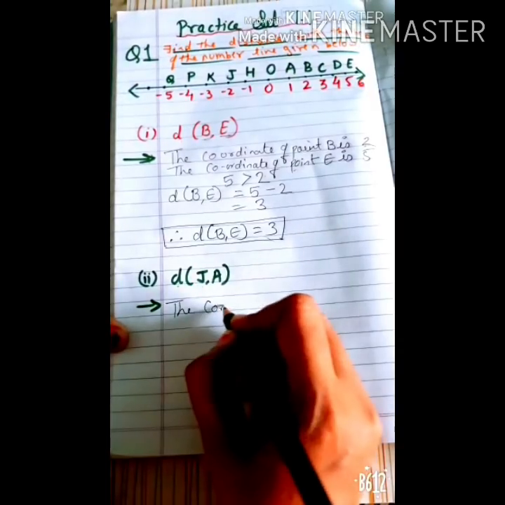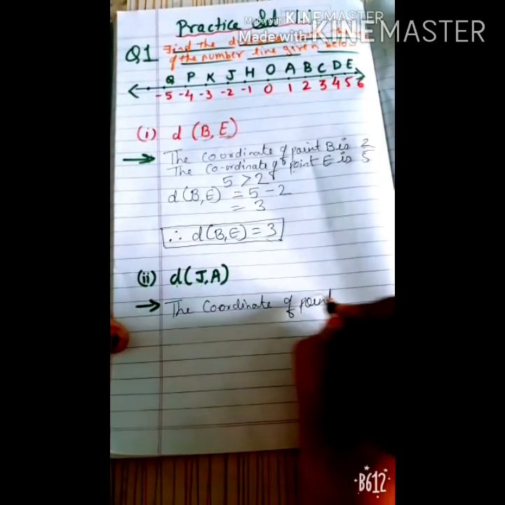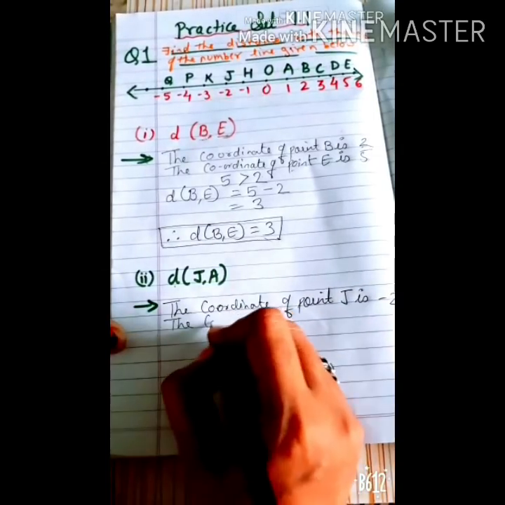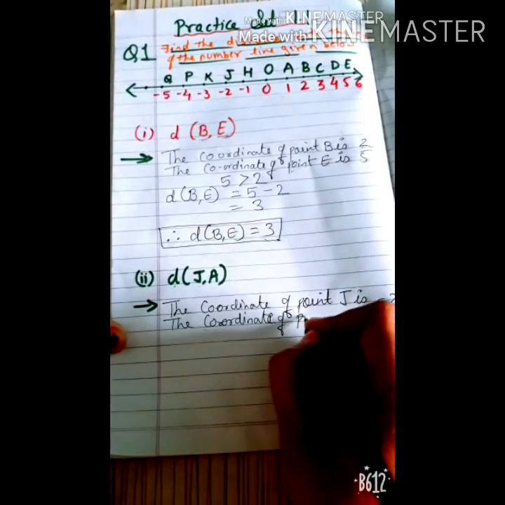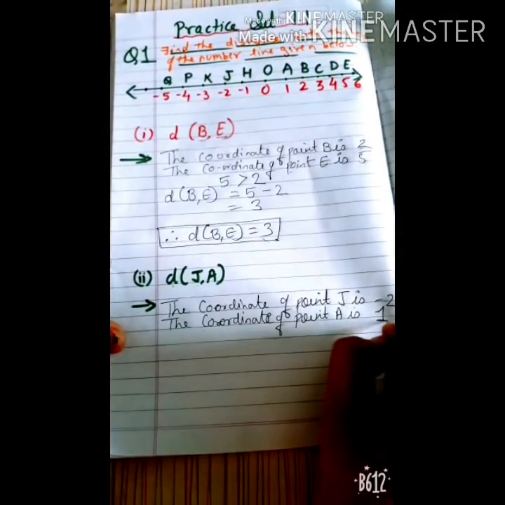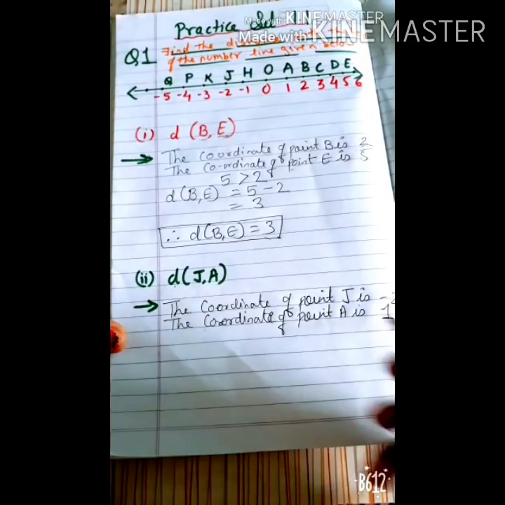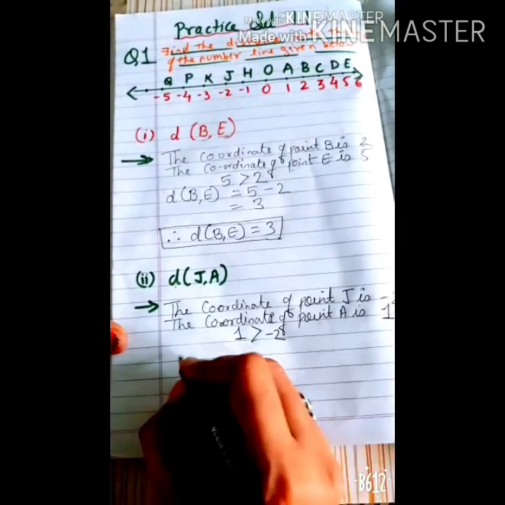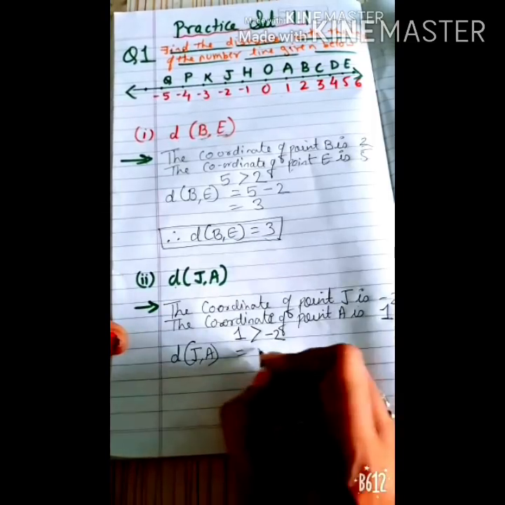Let's start. The coordinate of point J is minus 2. The coordinate of point A is positive 1. Here a negative and a positive number are given. As per the rule, a positive number is greater than a negative number. We have to find the distance between the points J and A.